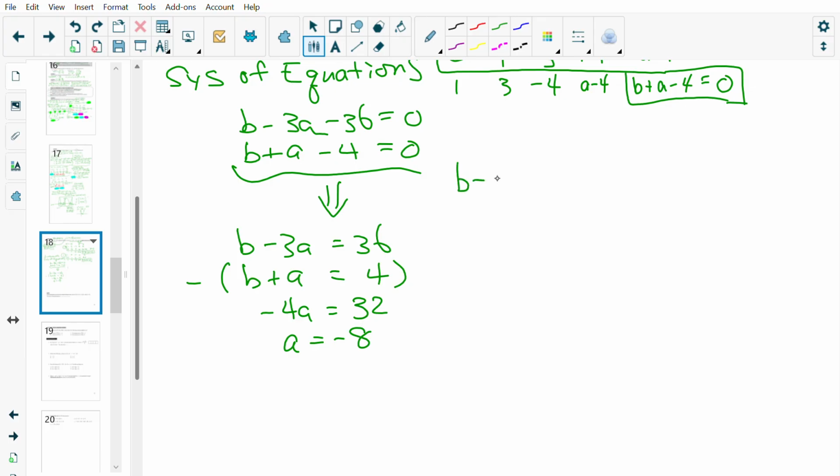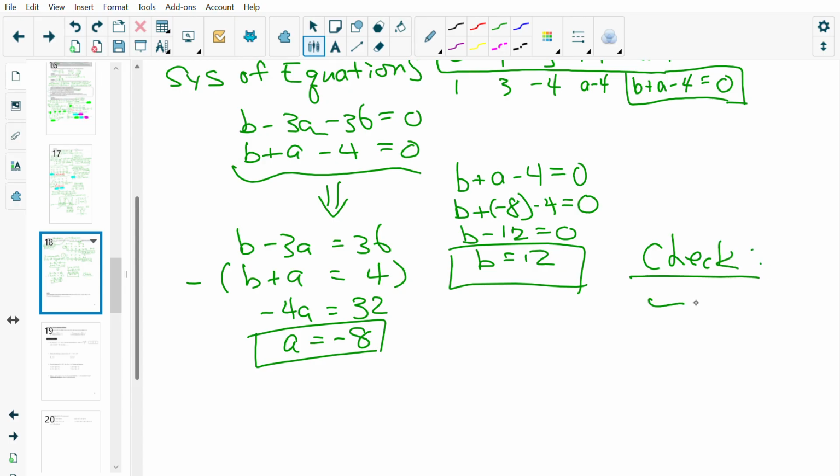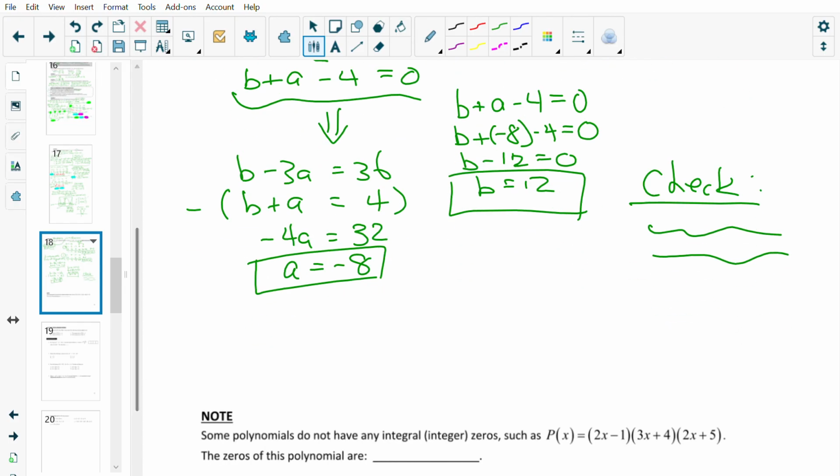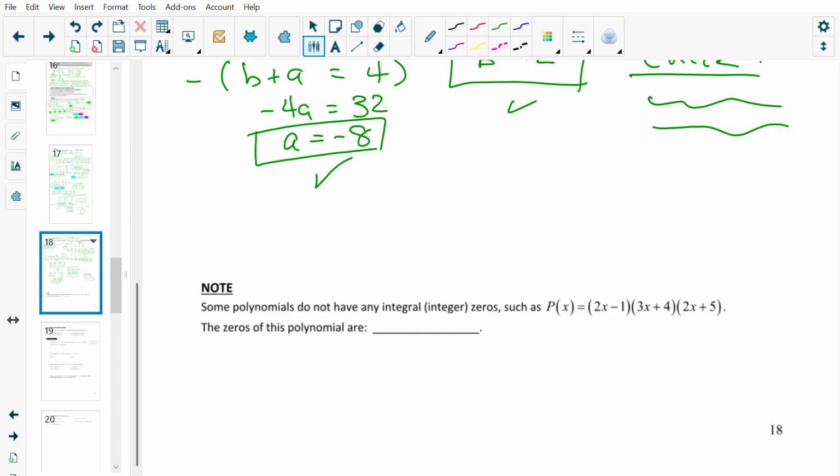Let's find the value of b. So if I have b plus a minus 4 equals 0, I have b plus negative 8 minus 4 equals 0. B minus 12 equals 0. B equals 12. A equals negative 8, b equals 12. So I'll let you check that. You can do this on your own or look in the notes. You can check it and see if it works. But these two are good. A equals negative 8, b equals 12.